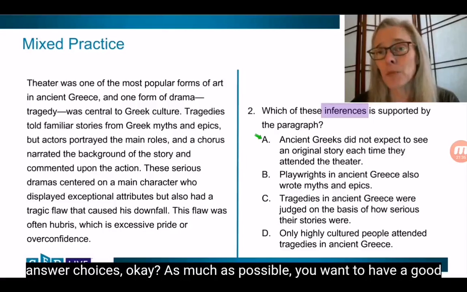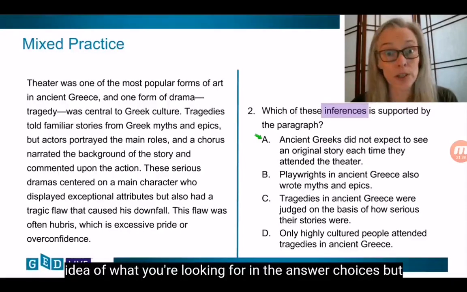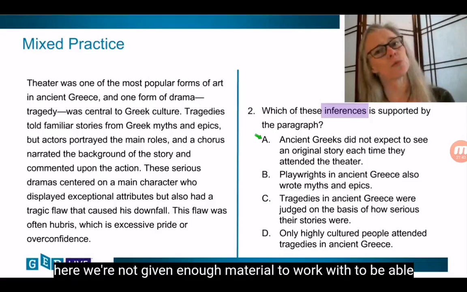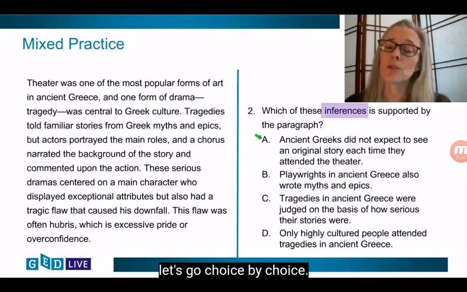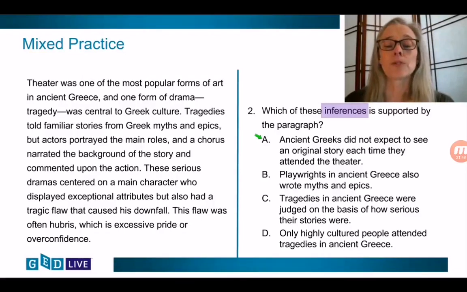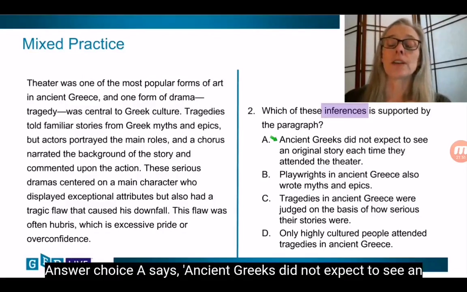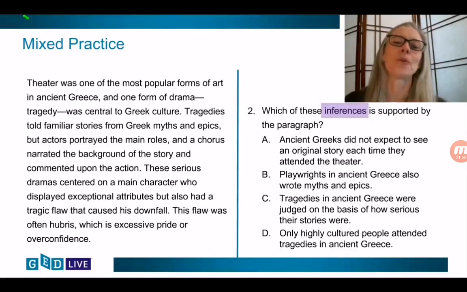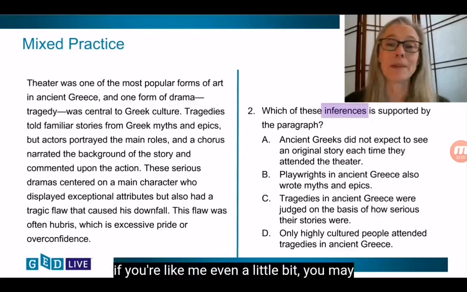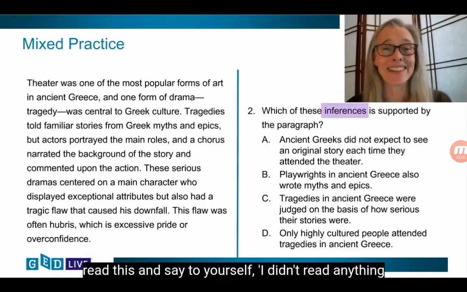Right? As much as possible, you want to have a good idea of what you're looking for in the answer choices. But here we're not given enough material to work with to be able to really do that. So let's go choice by choice. Answer choice A says, ancient Greeks did not expect to see an original story each time they attended the theater.